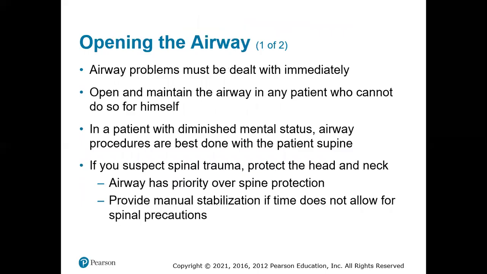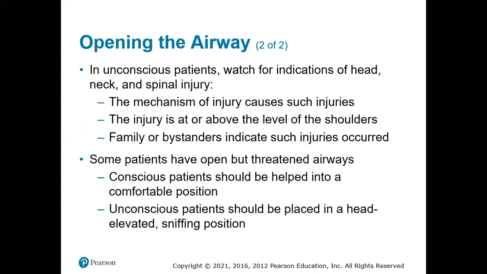There are a couple of different ways to open the airway. The first and foremost thing you need to do is make sure the airway is open. To open and maintain that, there are a couple of different ways we can do that. If we have a suspected spinal trauma of any sort, we're going to need to protect the head and neck with what's called C-spine, and we'll discuss that later on. But airway always has priority over spinal protection, and we are going to provide manual stabilization if we can't do a full spinal immobilization.